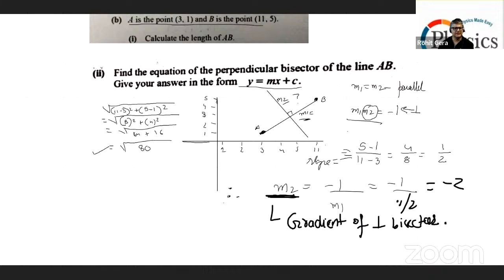So you know the gradient. So you need a gradient to find the equation of a line, right? So you know the gradient of the perpendicular bisector. What you don't know is अब C कैसे निकाले, right? लेकिन फॉर्म तो यही चाहिए.